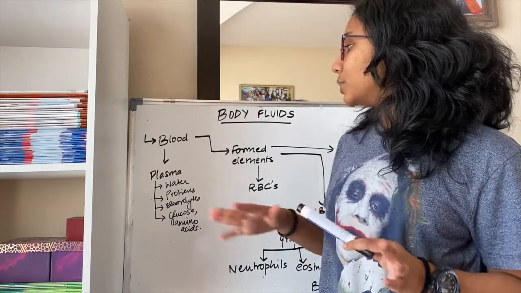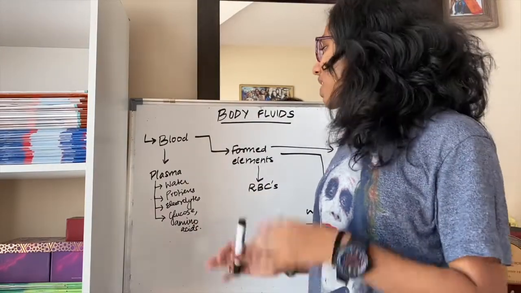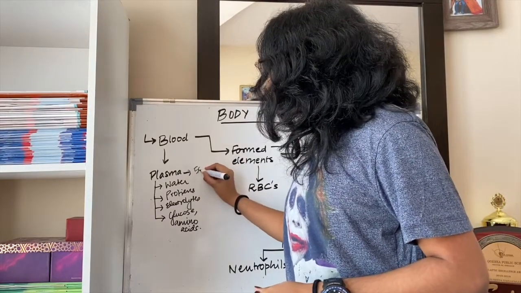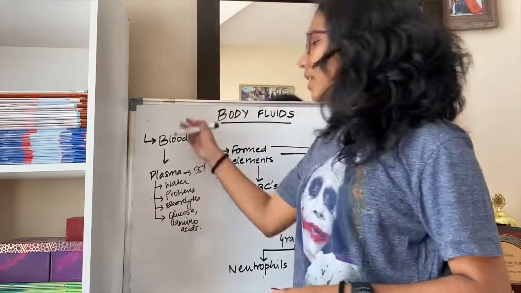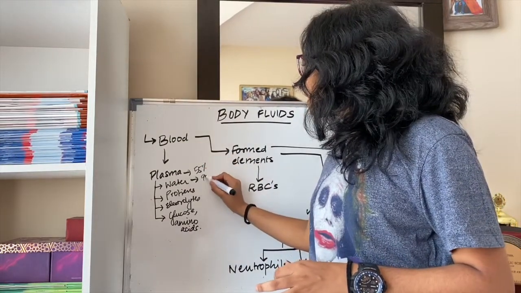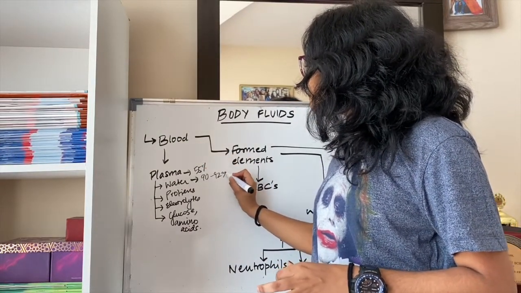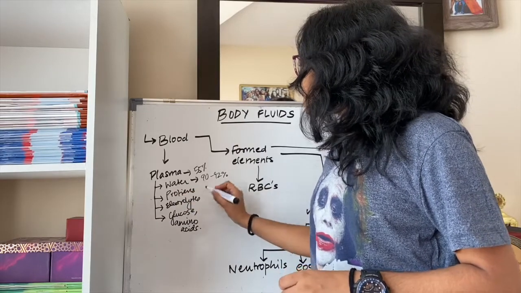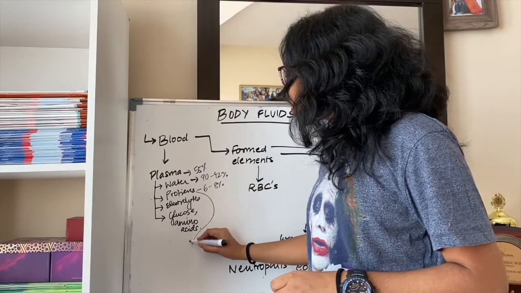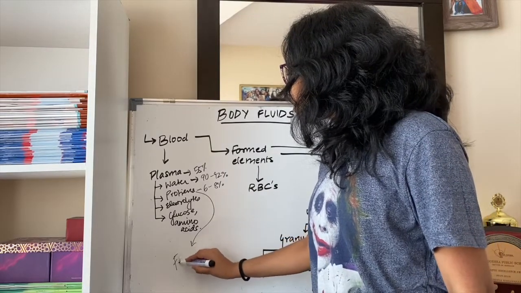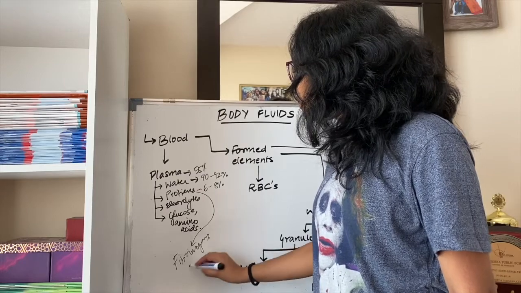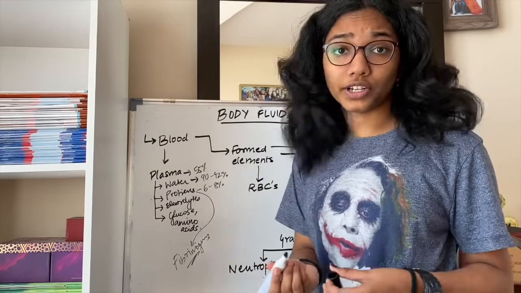Now let's start with what plasma constitutes. Plasma makes up about 55% of our blood, and in this 55%, 90 to 92% is water, and proteins make up 6 to 8%. Now there are different kinds of proteins also. There are fibrinogens. Fibrinogens are used for blood clotting.